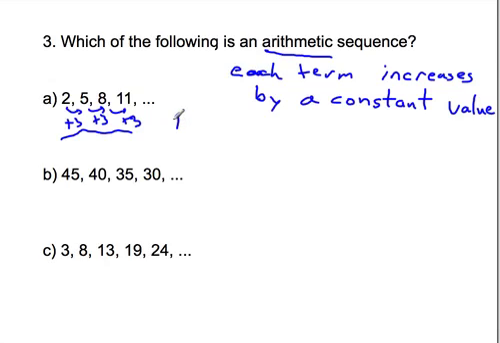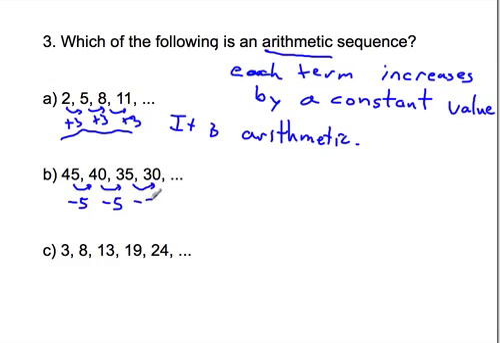So it is arithmetic. Okay. Next one. Now, are we adding something each time? Well, it seems to be going down by 5 each time. You could say that is adding a negative 5 each time. So you add negative 5 each time to get each next term. So yes, it is also an arithmetic sequence. So it is arithmetic.